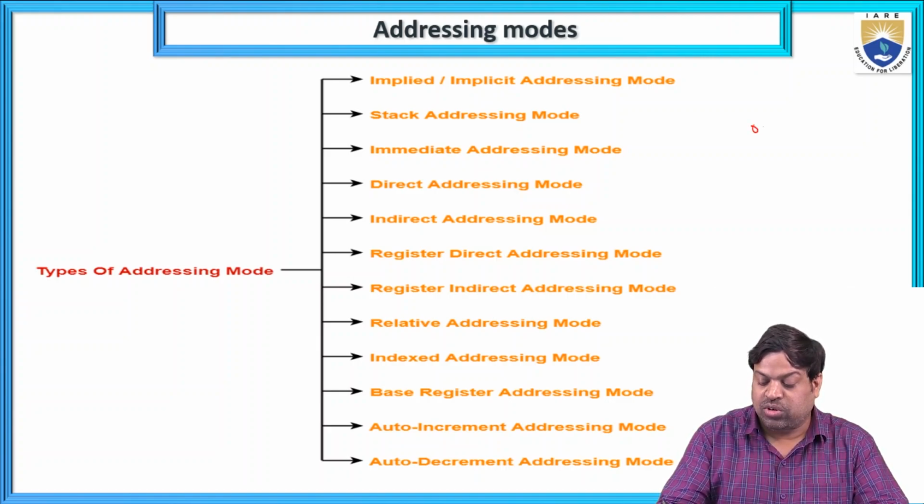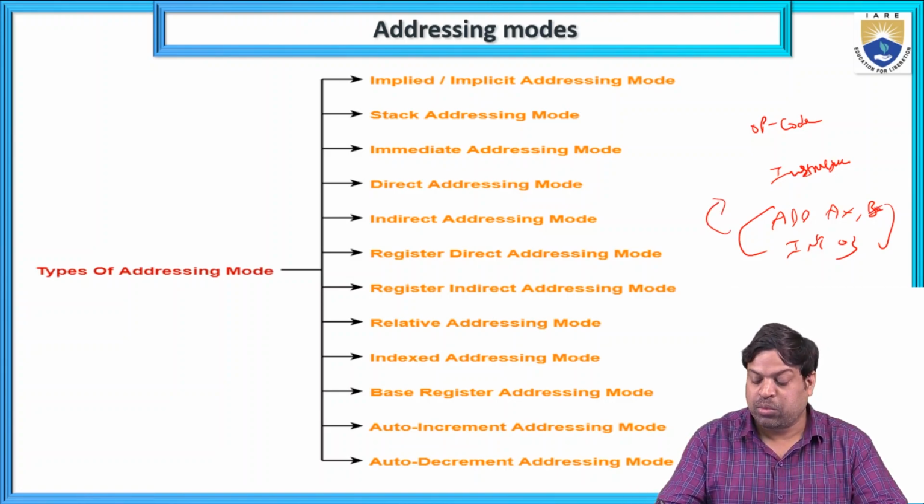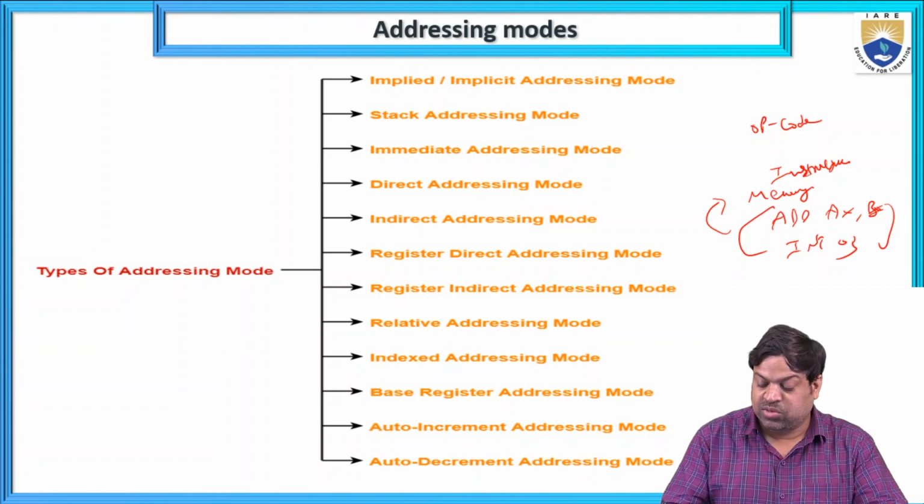Suppose I take an instruction such as add ax comma bx, or any micro program. We need a memory to store this program or micro program, so we need a memory address register.